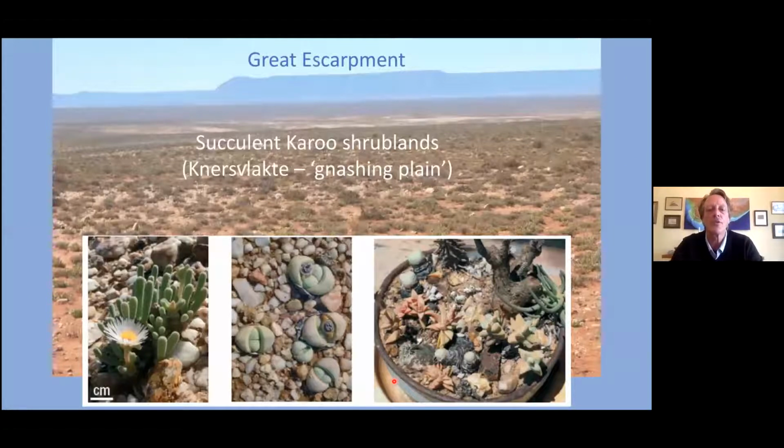Also of interest is the succulent Karoo shrubland, which is near Vanrhynsdorp, where you get an amazing diversity of succulents, as well as in the Richtersveld further to the north. And there in the distance, you can see the Great Escarpment. And on this ancient, very weathered coastal plain, you get this amazing variety of succulents on display. You have to look carefully to find them, but they're there, and each one is quite unique and interesting.